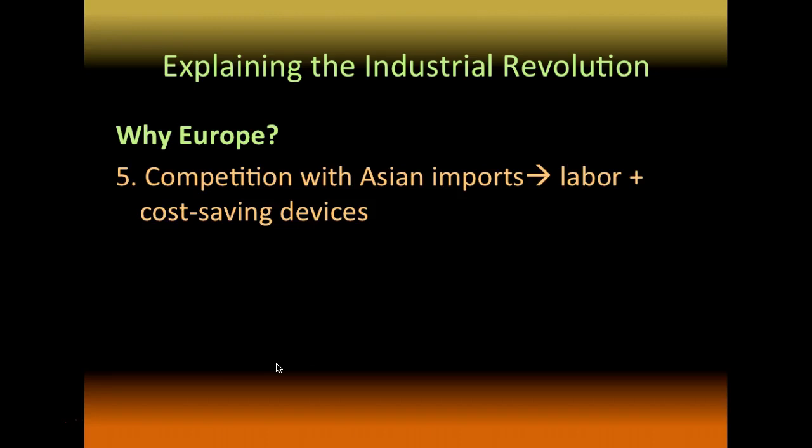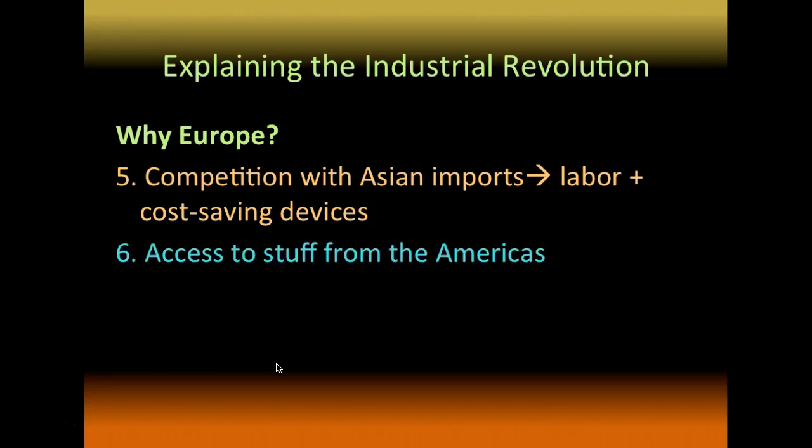Another reason is competition with Asian imports. Again, everything from Asia is wonderful, and it is challenging to compete with goods that come so cheaply from the East and are such better quality. So it's a necessary thing for Europeans to attempt to save money in the manufacturing and in the labor processes of creating these items. So that's a good reason for people to start building new technologies to try to make things easier and more efficient and better produced.